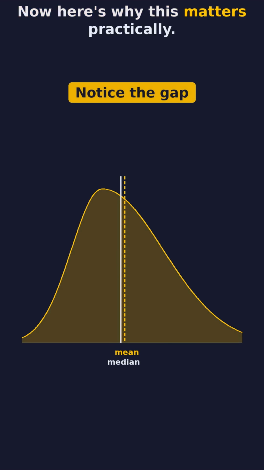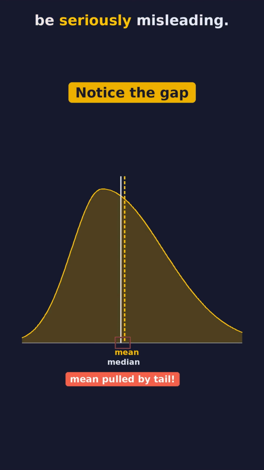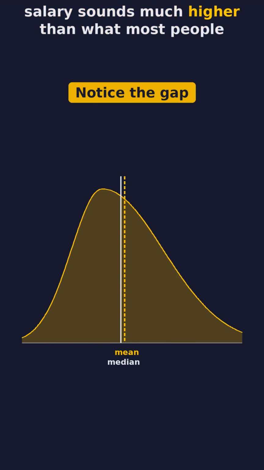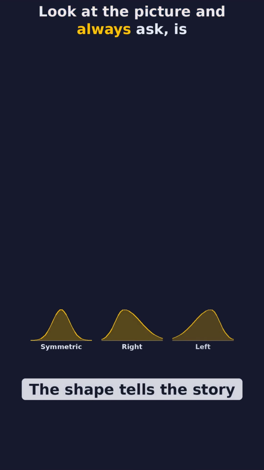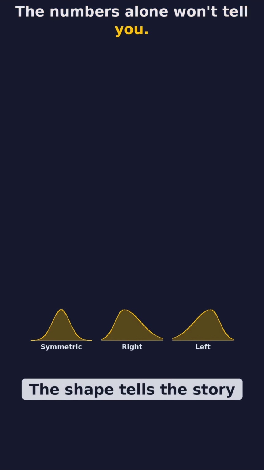Now here's why this matters practically. If your data is skewed, the mean can be seriously misleading. A skewed right income distribution means the average salary sounds much higher than what most people actually earn. Look at the picture, and always ask, is that tail pulling the story somewhere the numbers alone won't tell you?